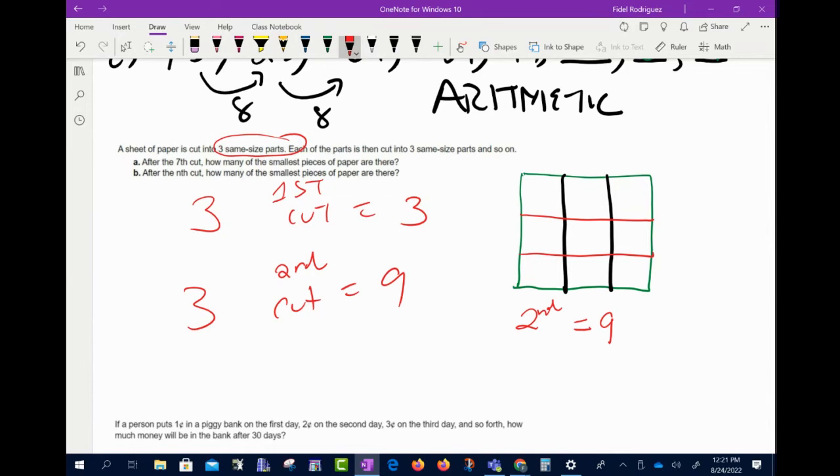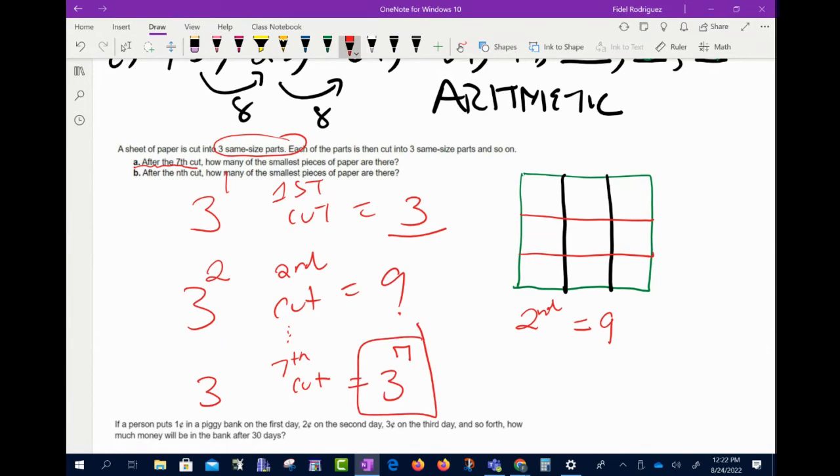And what I'm thinking about is, how does three relate to nine? If I square three, don't I get nine? And if I have three to the first power, remember, any number raised to the first power is just that number itself. So when I look at part A and it says after the seventh cut, so if we were to keep doing this, when we would get to the seventh cut, wouldn't we say that's just going to be three to the power seven? Right? Because after the first cut, there's three. After the second cut, there's nine. I'm raising my number to whatever power I have. So the answer here would be three to the seventh.